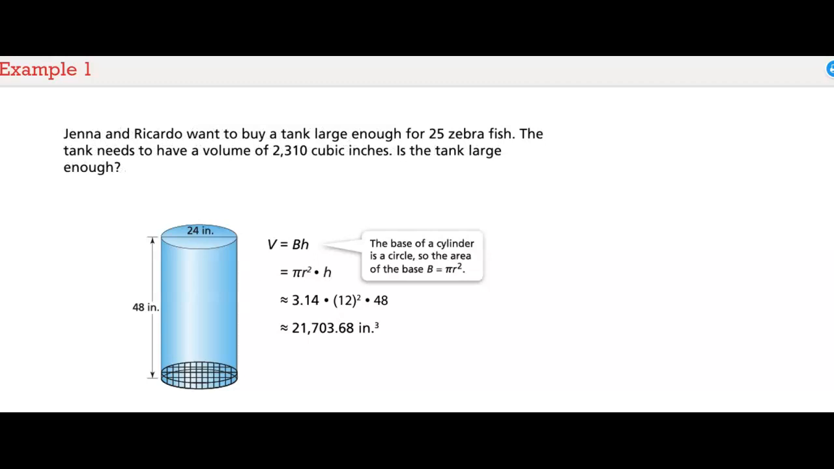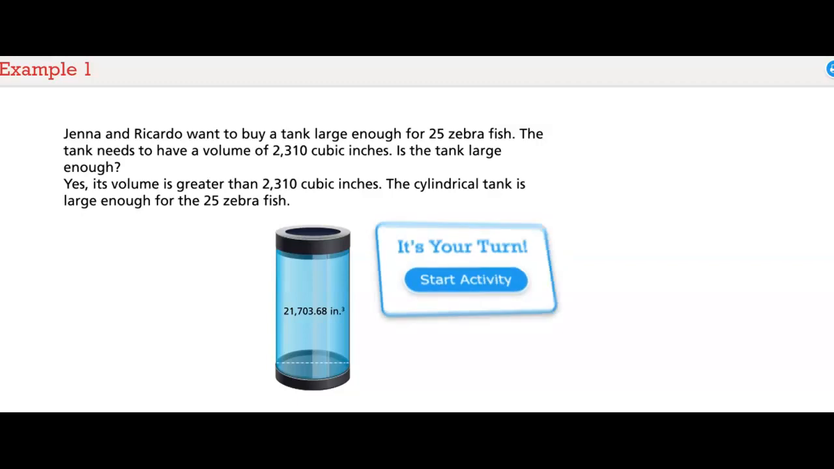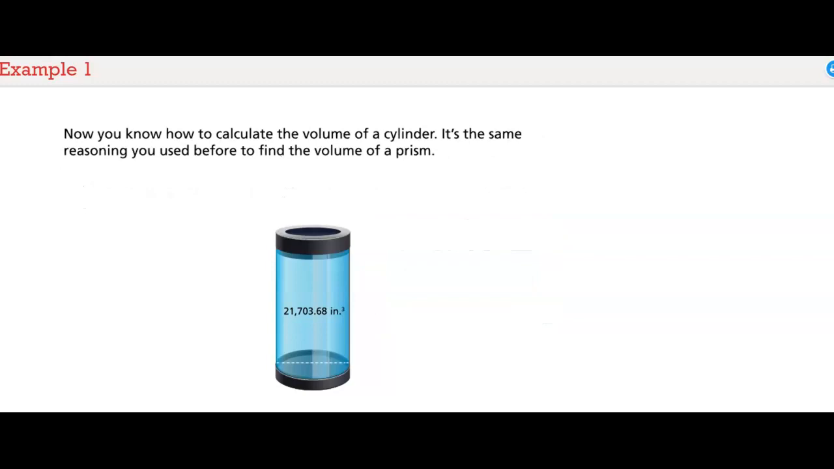Remember, Jenna and Ricardo's fish need a tank with a volume of 2,310 cubic inches. Is the tank large enough? Yes, its volume is greater than 2,310 cubic inches. The cylindrical tank is large enough for the 25 zebrafish. Actually, it may be too large. Now you know how to calculate the volume of a cylinder. It's the same reasoning you used before to find the volume of a prism.